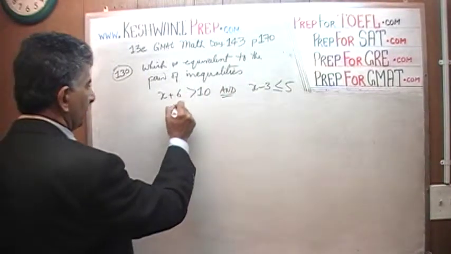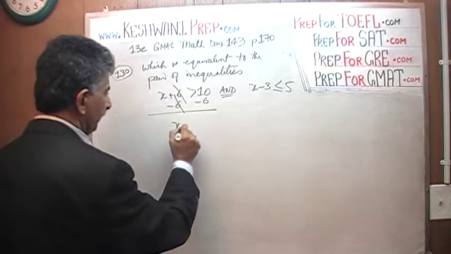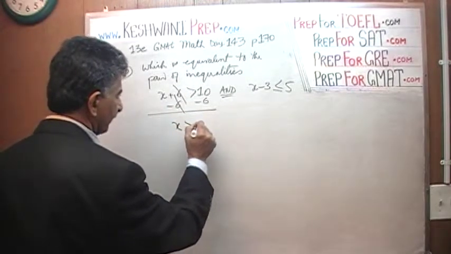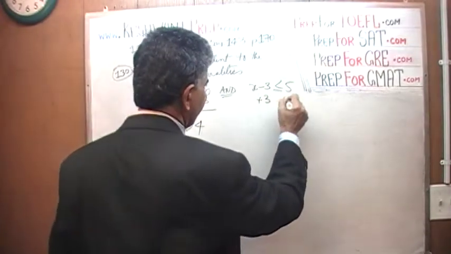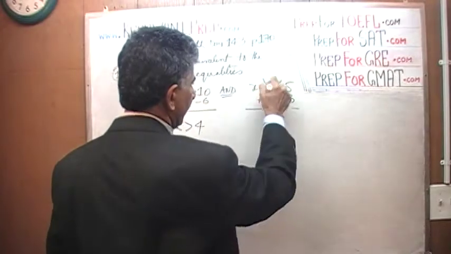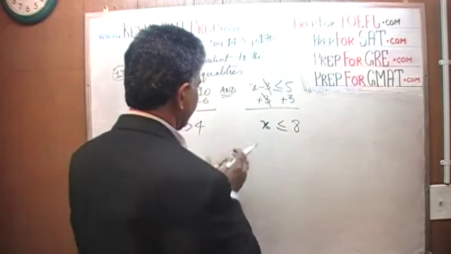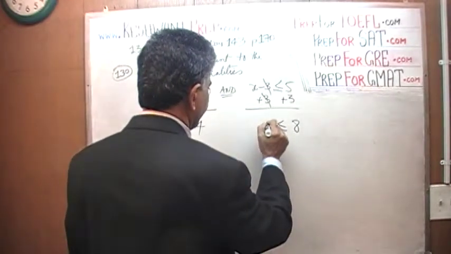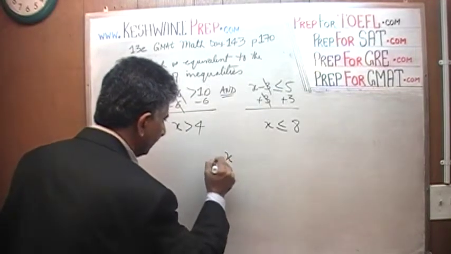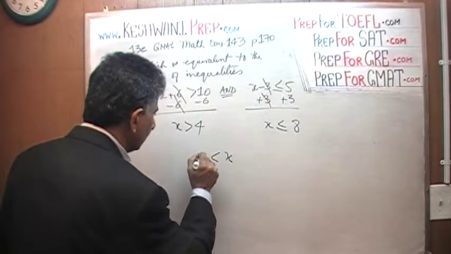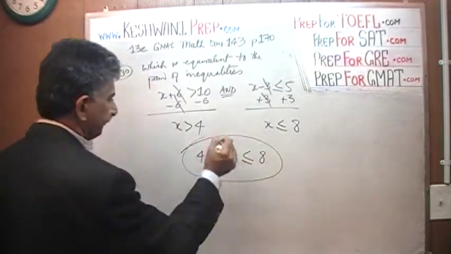Let's subtract 6 from both sides. This 6 drops out, and this tells us that x is greater than 4. And for this one, let's add 3 to both sides. This drops out and it says x is less than or equal to 8. That's it, we're done. So in other words, x has to be greater than 4 and less than or equal to 8.